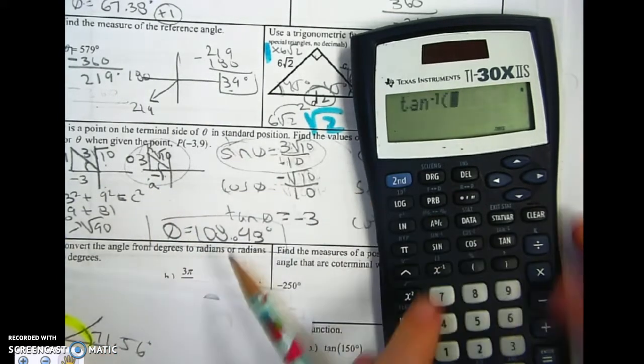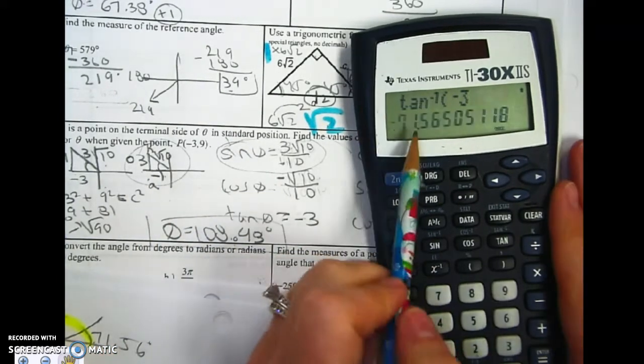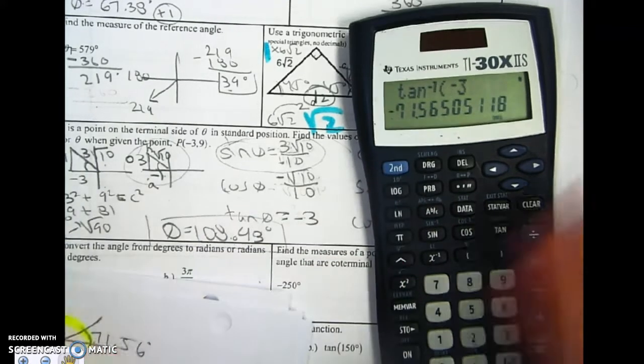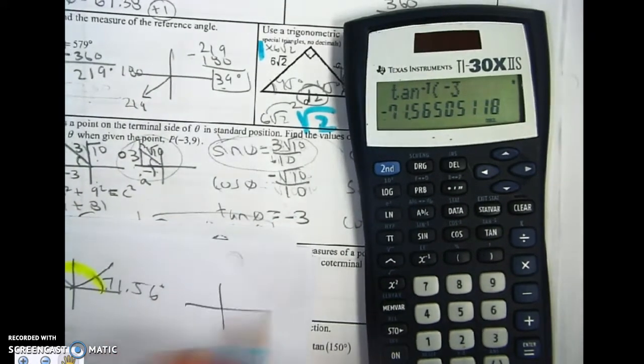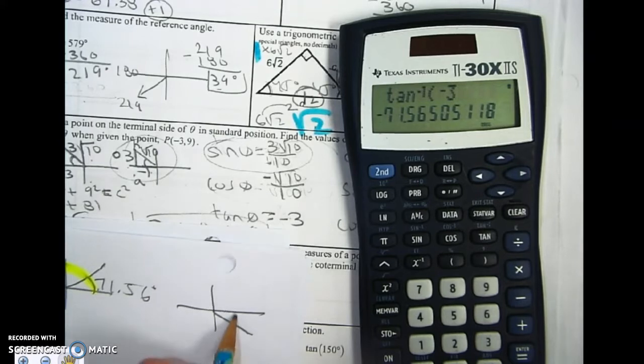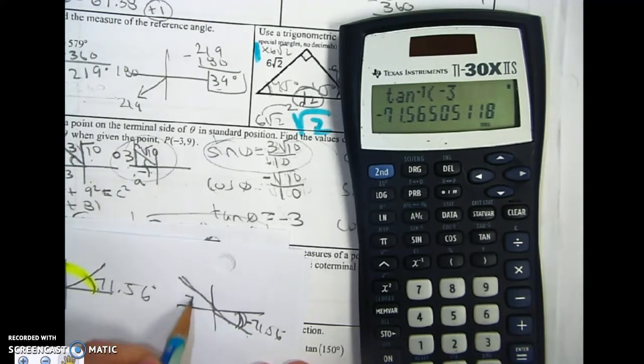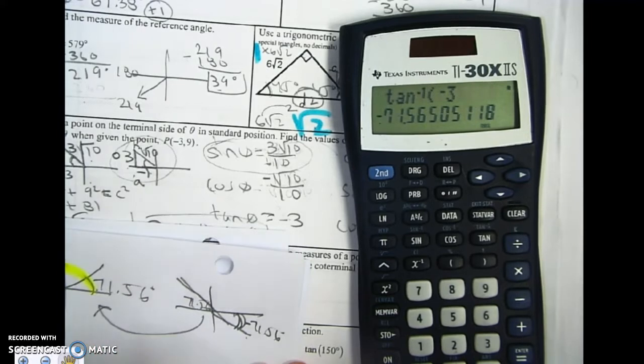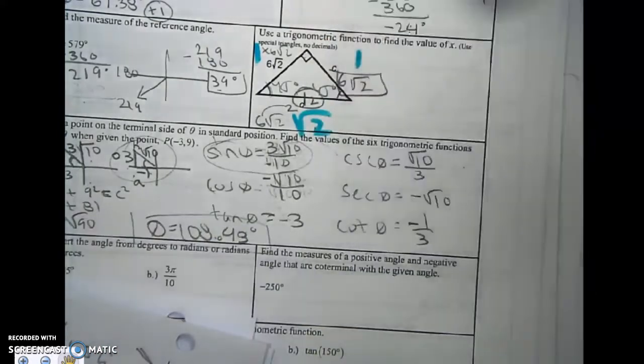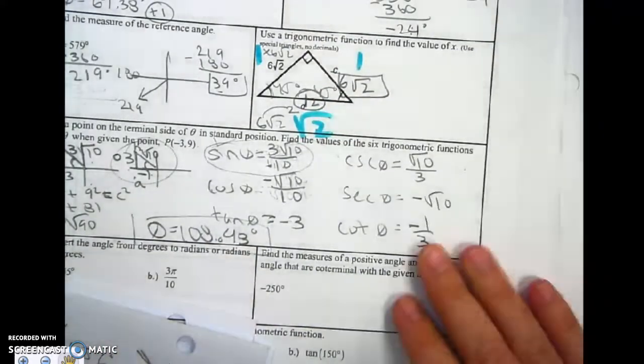Let's do inverse tan of -3, and I get -71.56. Inverse tan tells me in this quadrant, it's not in the fourth quadrant, so that would be my reference angle. See how that matches up? And that's 71.56, and that's what that is. So no matter what, you need to get 108.43 rounded to the nearest hundredth.